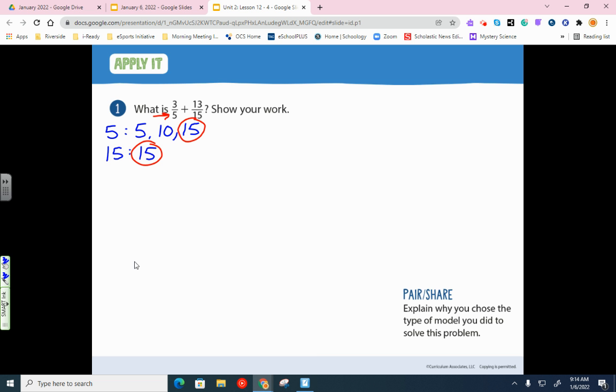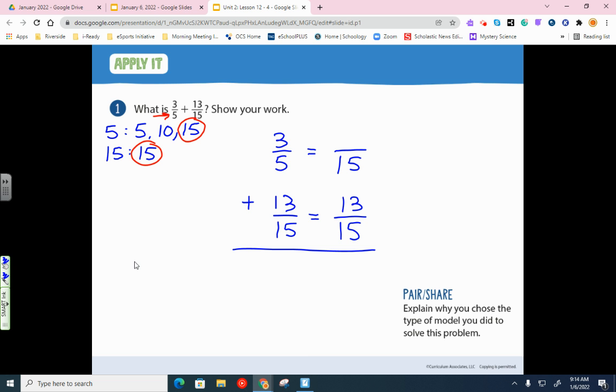Again, order doesn't matter with addition. So I'll put 3/5 up here plus 13/15. Since we are already going to keep the 15ths, I'll just leave this unchanged. So we're going to keep our denominator, add our numerators. That gives me 22/15, which is fine. That is a correct answer.